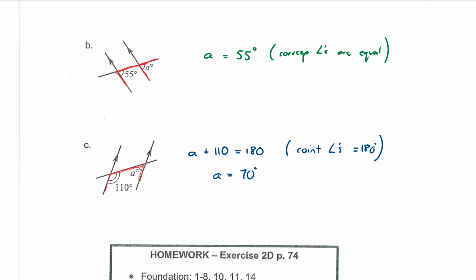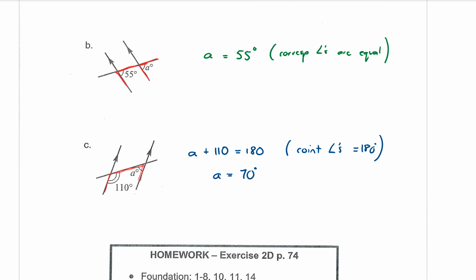Yeah, Josh. Why should I write point? Where did I write point? Is that corres, C-O-R-R-E-S, in the blue? Co-int angles are equal. Co-int for co-interior. So it's the first two syllables of each one. So corresponding is corres and co-interior is co-int.